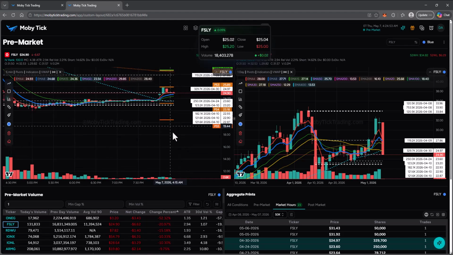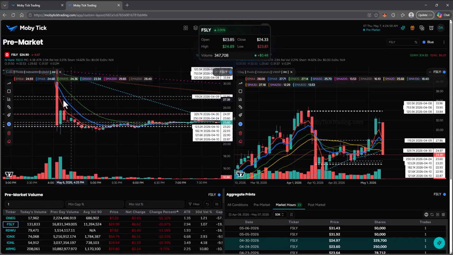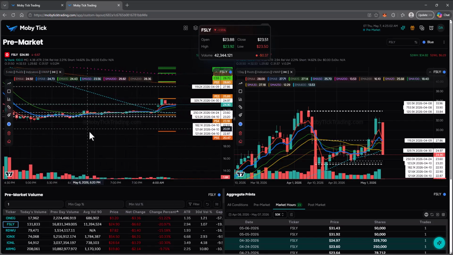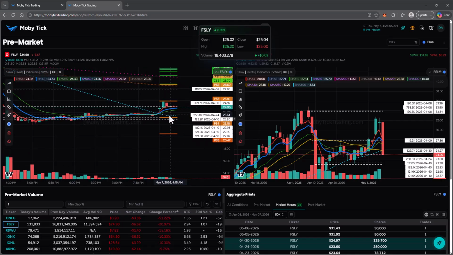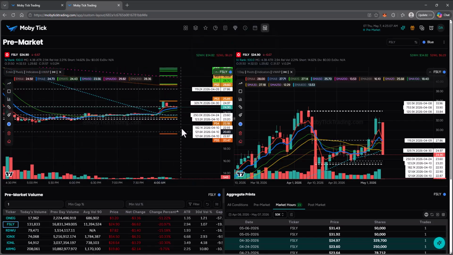But that's the same sort of thing. If it continues to fall, riding the 4 and the 8 exponential moving average, something like this, you can see there's the 4 exponential, the 8 exponential there. If it starts to turn down and we're riding that, then there's no reason to get out of your trade.